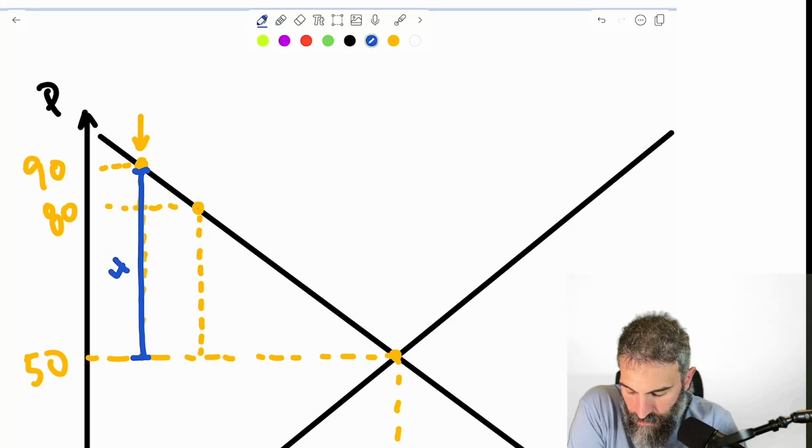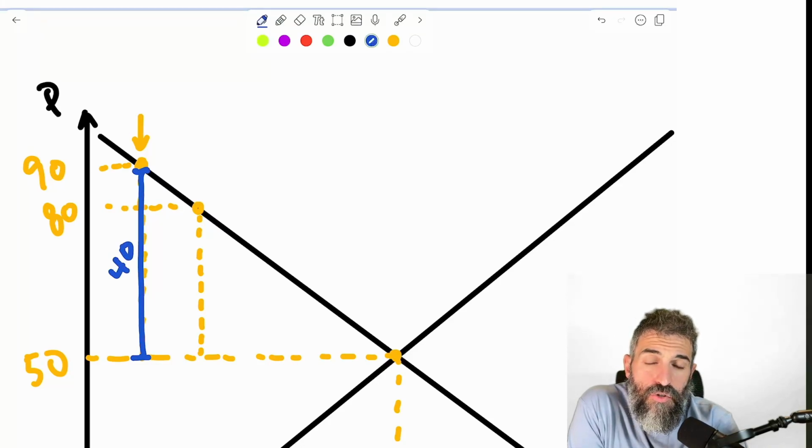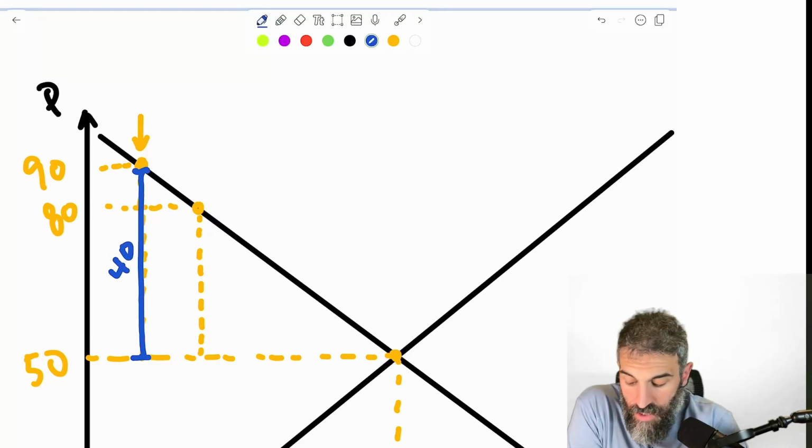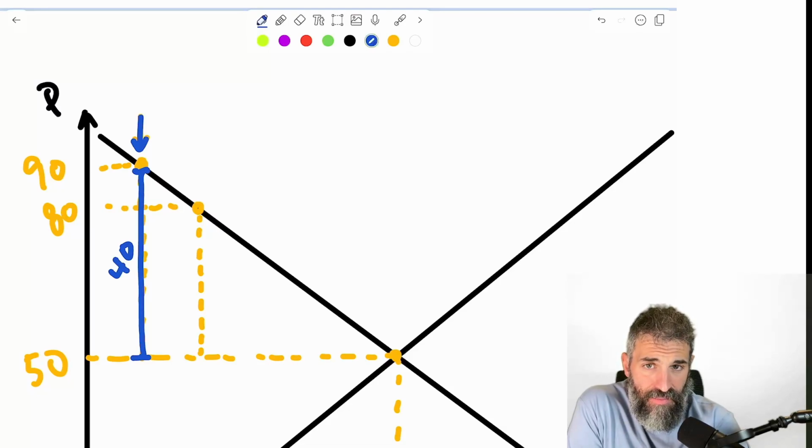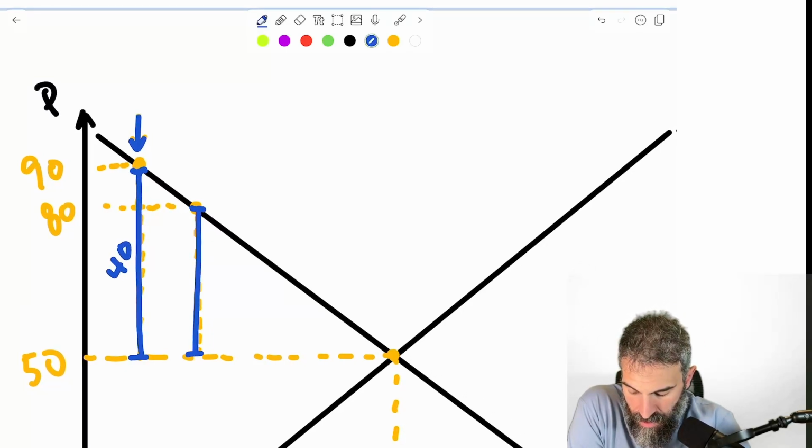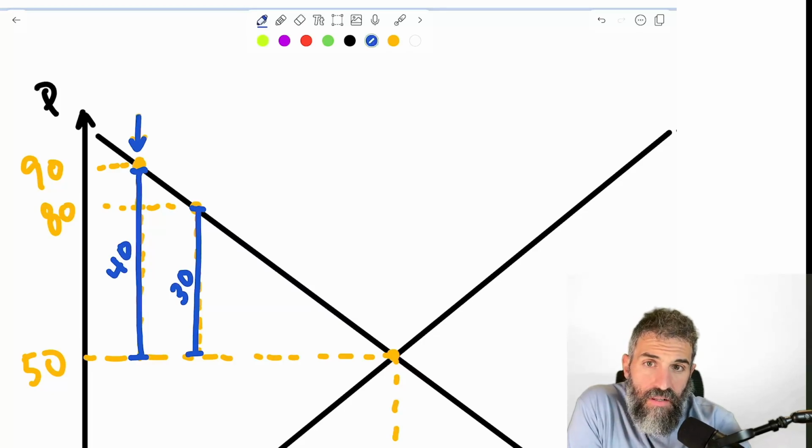This gap here of $40 is called a consumer's surplus. This particular consumer who is willing to pay 90 gets to pay 50 and therefore is gaining $40 of value. Let that sink in. They're getting something that they value at $90. They're paying 50. So it's like they're being given $40 of value. We call that consumer surplus. This person's surplus is 30. Same idea. They're getting something that they value at $80 for 50.